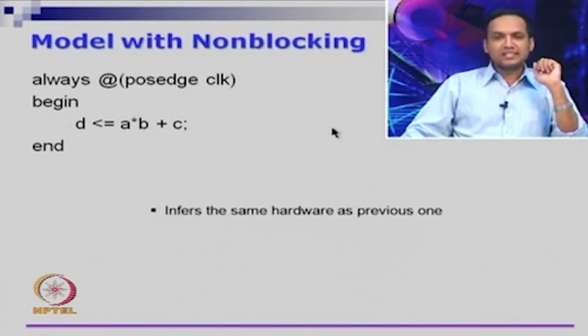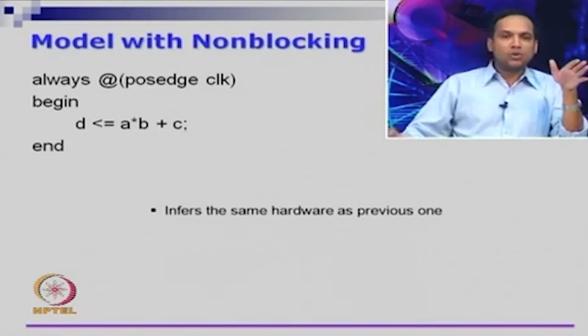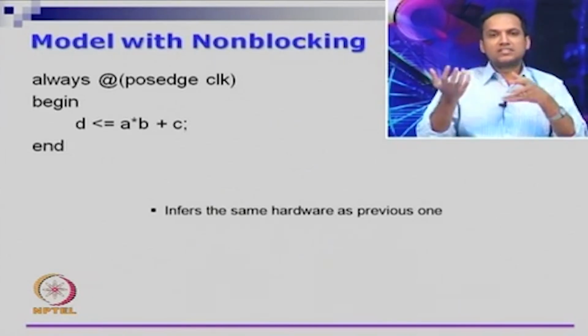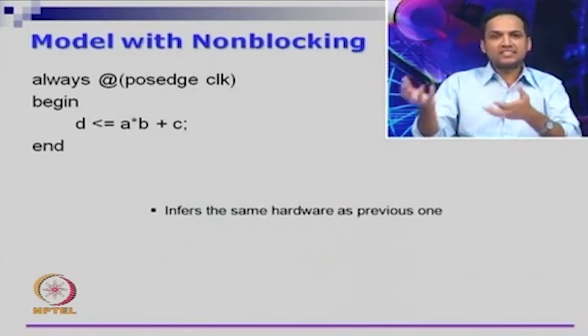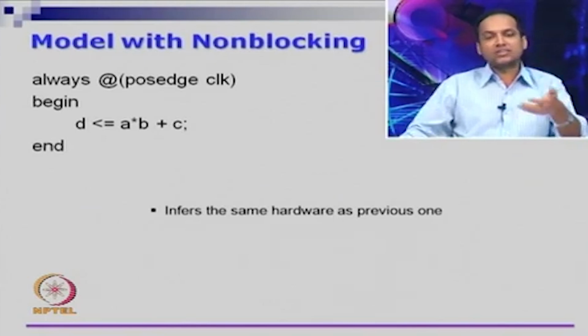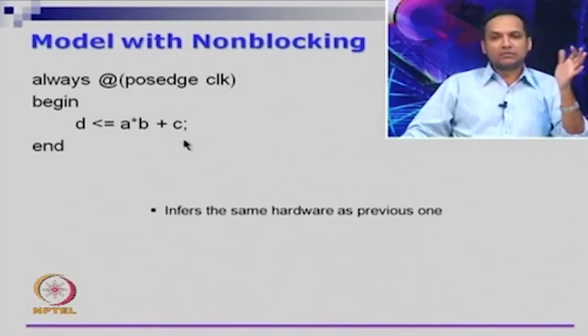So, if you write a single statement like that in Verilog, both the simulators and the synthesis tools can use it. Simulators show you waveforms so that you can check everything is correct, and synthesis tools take this, infer gates for you, and can spit out a netlist. So, D equals A times B plus C is a template that these tools can understand, and it can infer the same hardware as the previous one.